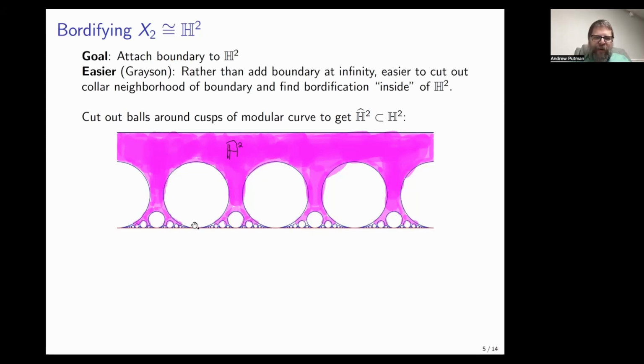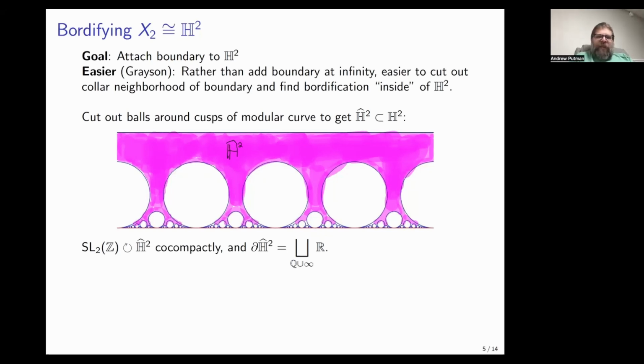You can deformation retract the whole thing to this chopped out thing. You just push out along these horospheres right here, to sort of squeeze out. And so we have this beautiful space. The group SL2Z acts co-compactly on here because we no longer can go off to infinity. We removed, for instance, this horosphere up here, the one that's tangent to the point at infinity. If we try to go off to infinity, we bump into this, and so we can't go. So SL2Z acts co-compactly on this space H2 hat.